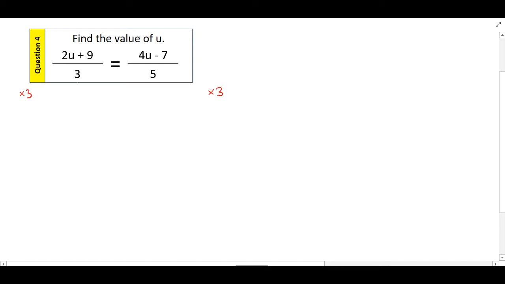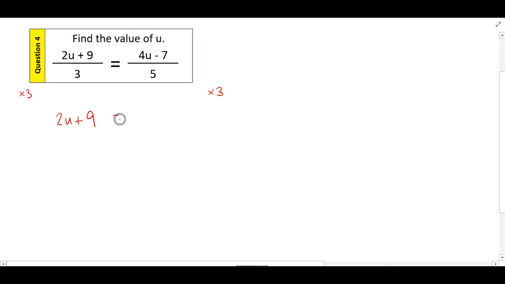Now, the left-hand side, if I multiply the whole thing by 3, all that does is gets rid of the denominator, because it undoes that dividing by 3. So the numerator, we don't times that by 3. We are just left with 2u plus 9.